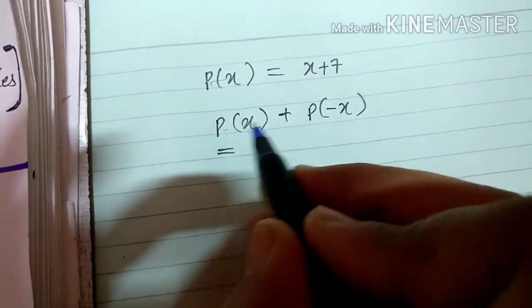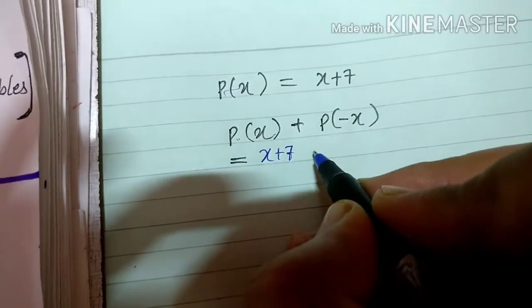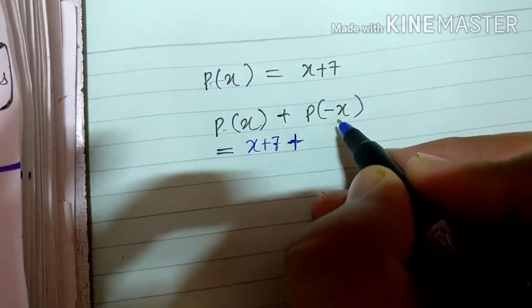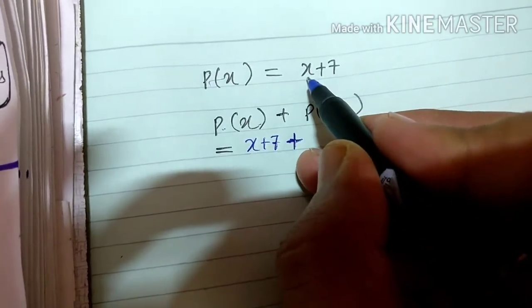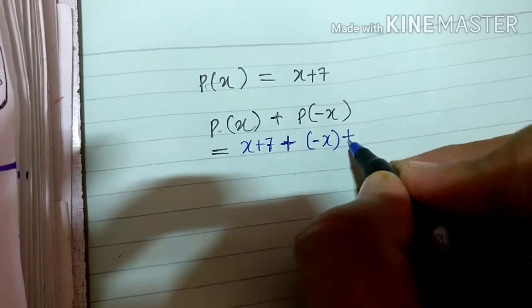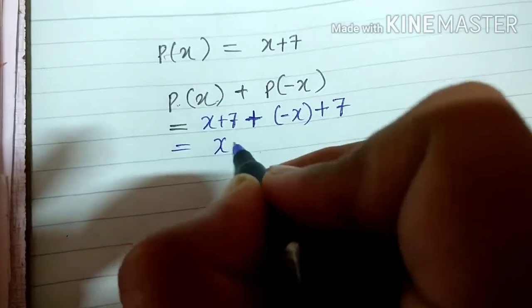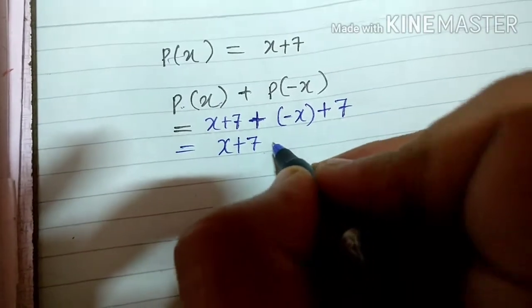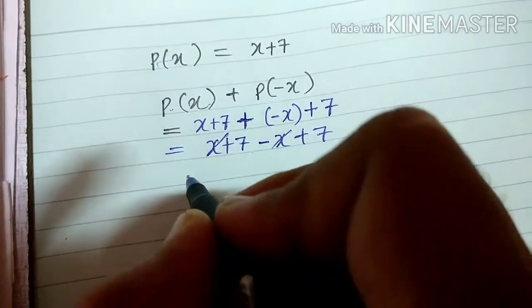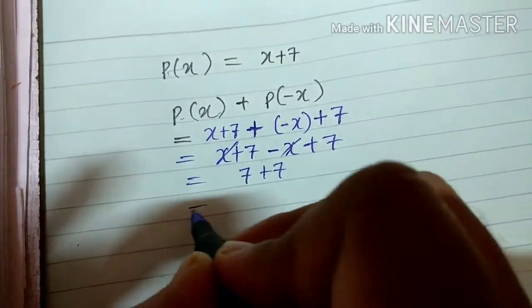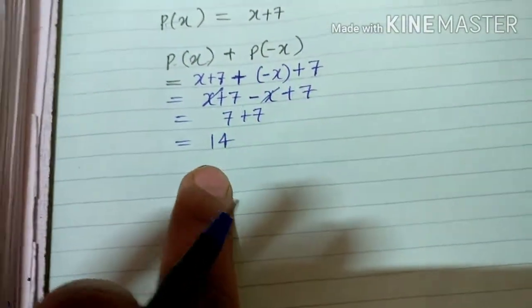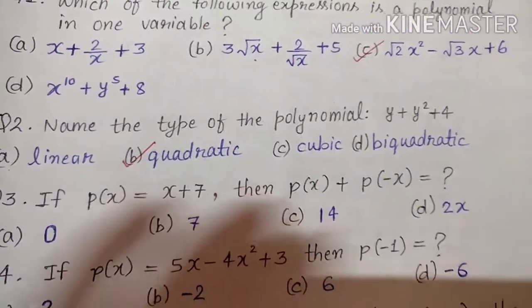So in the first place, p(x), we can write x plus 7. Okay, no problem. Then write a plus sign here. Now p(minus x): it means x should be replaced by minus x, so we write minus x in place of x, and plus 7 will come as it is. When we open the bracket, what will happen? x plus 7 plus minus x plus 7. So plus x minus x, we can cancel this. What is left? 7 plus 7, which means how much? 14. So the answer came 14. It means if we add p(x) plus p(minus x), 14 will come. So just check whether 14 is in the options or not.